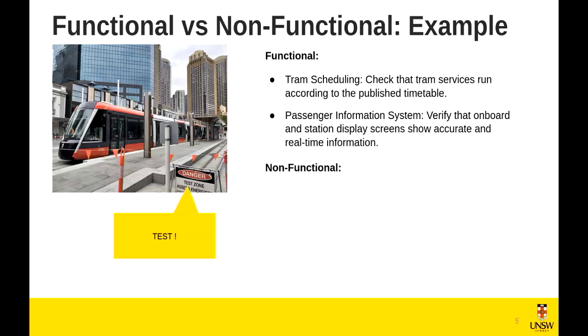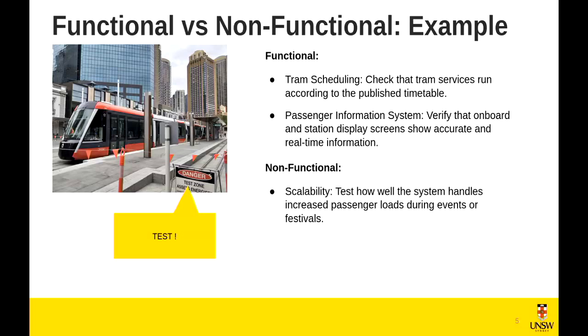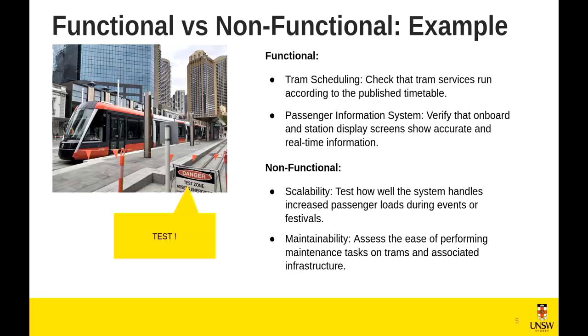And for non-functional features, according to our definition just now, we can test more about scalability or performance or usability. For the tram, one of the easiest things we can think about is scalability. We can test how well the system handles an increased number of passengers during some festivals or peak hours. And we can also test maintainability for this entire system.